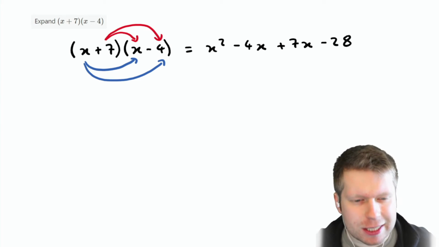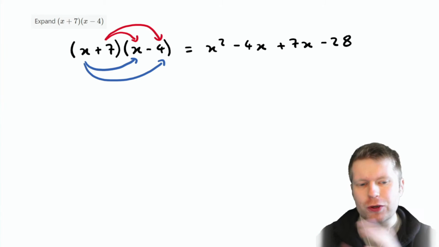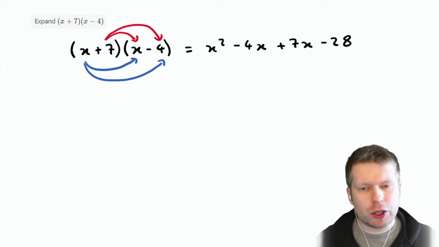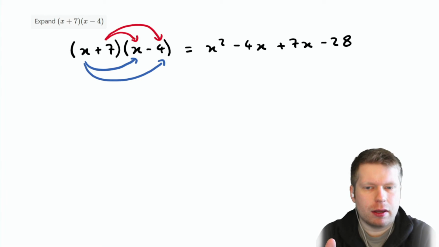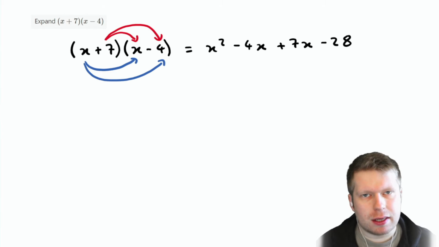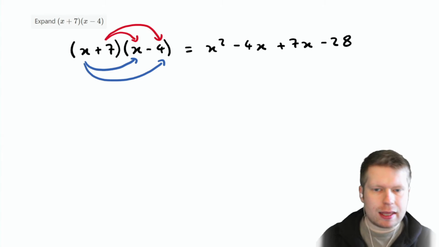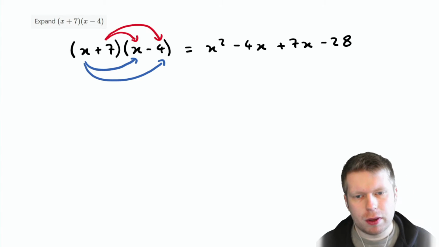It's a bit like going to visit somebody's house, right? It's rude if you don't visit everybody, okay? So because x and 7 are a pair, they don't need to meet up because they're already together. But they do need to meet up with both the x and the negative 4. Okay, and you can see here that every term is met up with every other term that is not a pair.